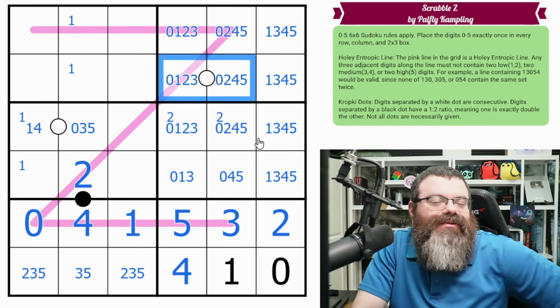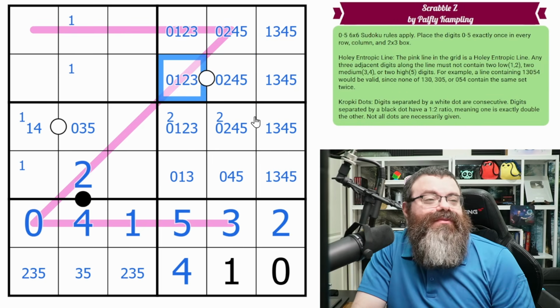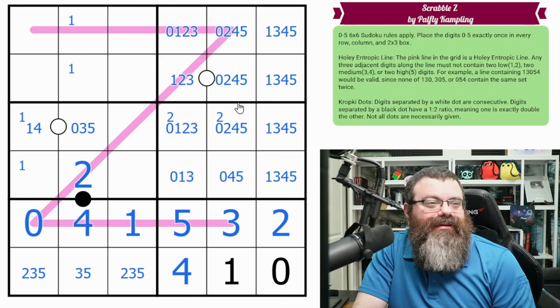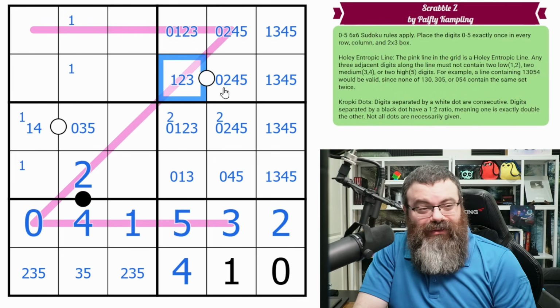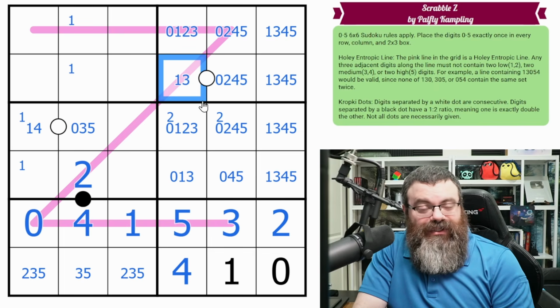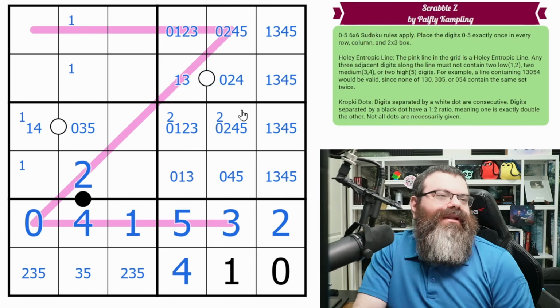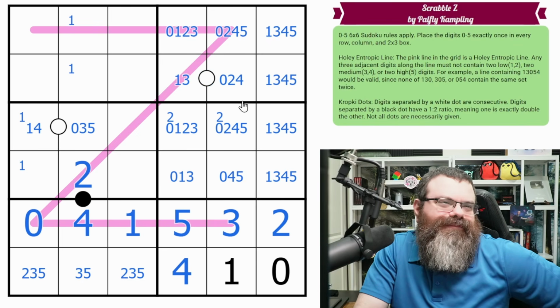Okay, so I was wondering if this white dot was helpful. This can't be 0 because it would force a 1 here, and that doesn't work. 1 could be with 0 or 2. 2 cannot be with 3 or 1. Yeah, this can't be 3 or 1. So this cannot be 2. So this is 1 or 3. So this can't be 5. Okay, so this is odd. This is even.